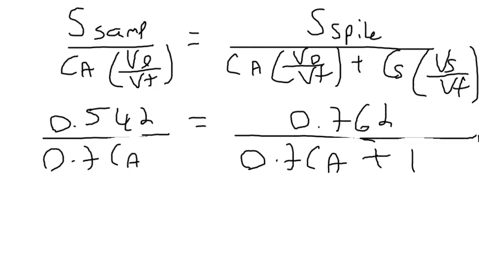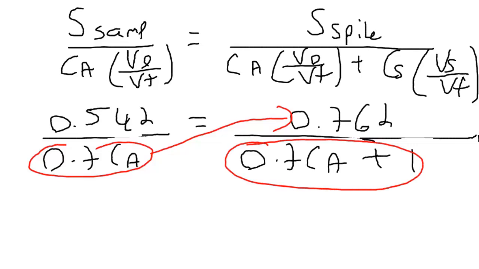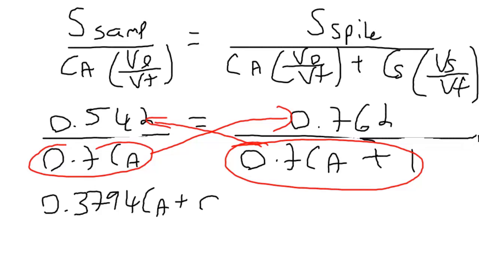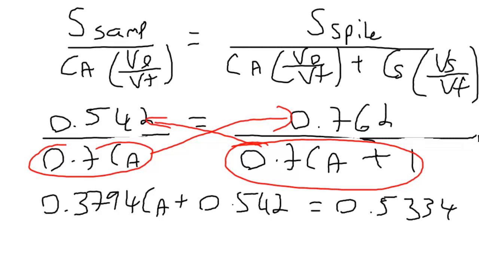Now we just rearrange, it's just math, so we're going to take this term and multiply it by 0.762, and then we're going to take this whole expression and multiply it by 0.542, and when you do that, we end up with 0.3794 Ca plus 0.542, and that's equal to 0.5334 times Ca.